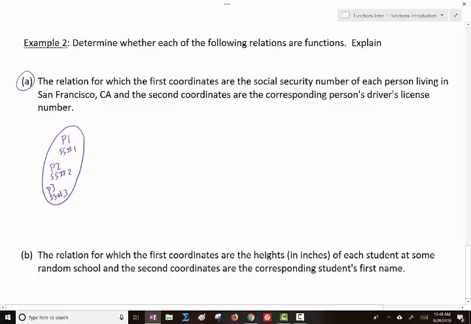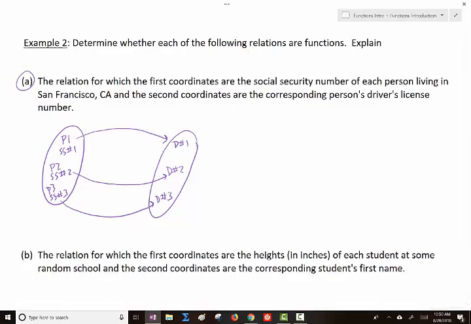If they can drive, which we'll assume they do for now, then person 1 is going to have driver's license number 1, whatever that is. They don't have 2 different driver's license numbers. They only have 1. Person 2 has driver's license number 2, whatever that is for that person. And person 3 has driver's license number 3. And we could go on with the rest of the people that live in San Francisco, California, and have a driver's license number.